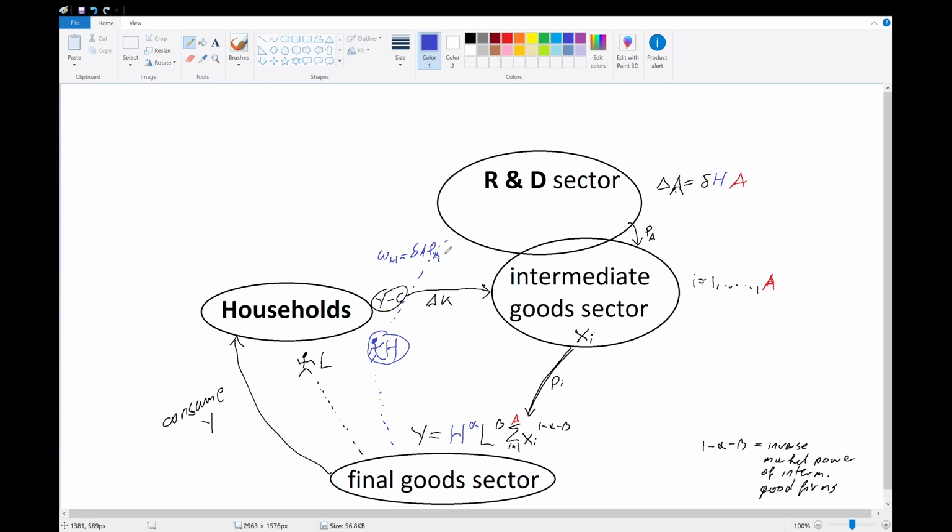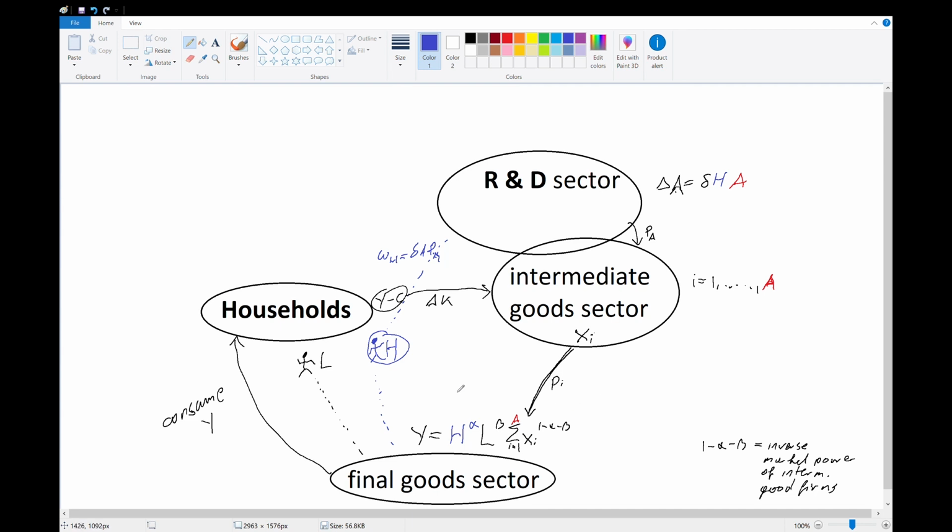So two things are worth highlighting here in the Romer model, okay? The first one is this intermediate goods capital sector, which may look a little bit weird, okay? Which is a monopolistic sector. Why? Because you have fixed costs of entry in order to get a design and start producing in this sector. So you have monopolistic competition in this sector.